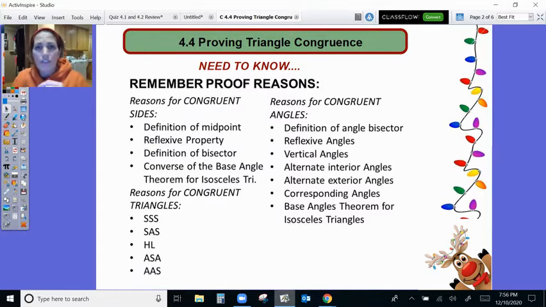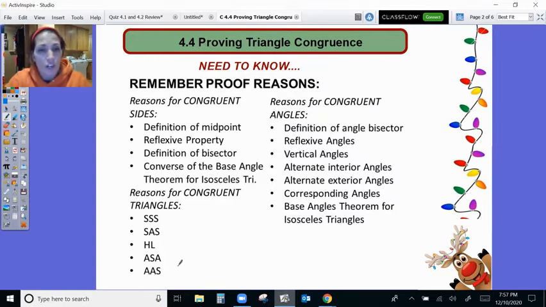Okay, so first of all, these are some reasons that you're going to need to use, or I guess remember, for proofs. As you go through the proofs, these are going to be different ways you can prove angles and sides and so forth congruent. For sides, watch for the definition of a midpoint. If something's a midpoint, it'll create two congruent pieces of that side. Reflexive property is when it shares a side, so it's a side equal to itself. Definition of a bisector, we talked about that. Same thing as a midpoint. Converse of the base angles: if the base angles of a triangle are congruent, then the sides opposite them will be congruent, because that's the converse of the isosceles triangle theorem.